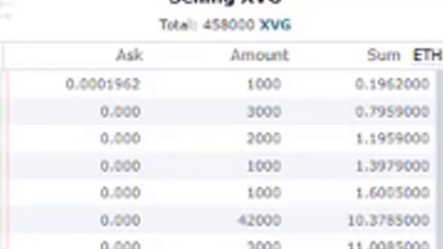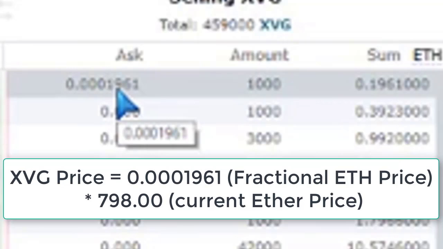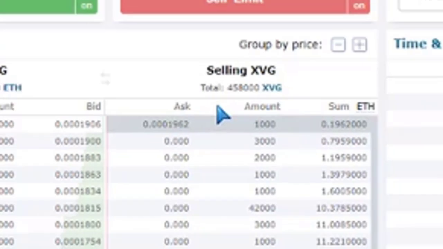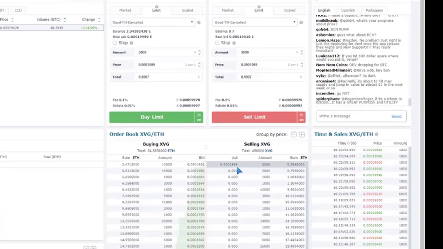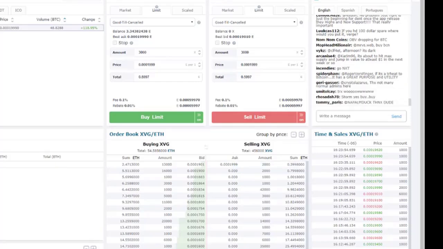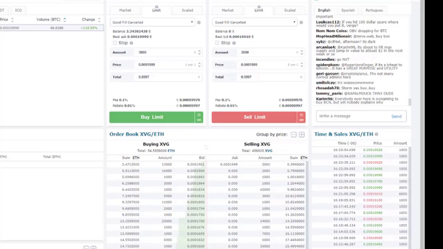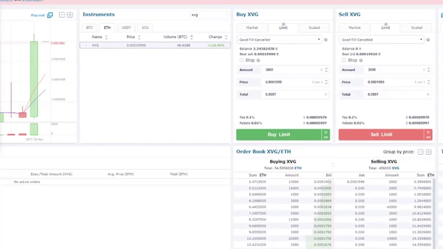So you ask, how do you know how much you're paying for it? Well, you have to calculate. That's saying that 0.001961 Ether equals 1 share of XVG. So in order to figure that out, we're going to take that number and plug it into the calculator, and then multiply it by the current Ether price. Puts us at about 16.3 cents. That's a little pricey.